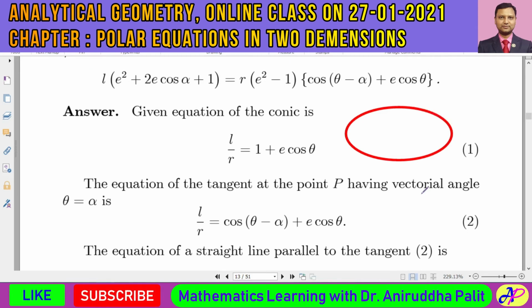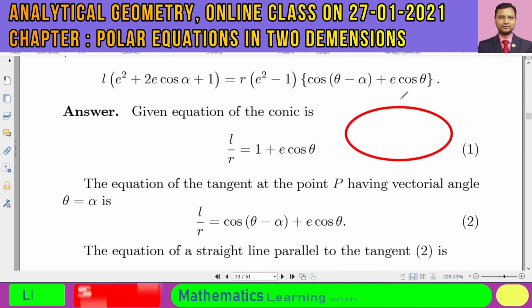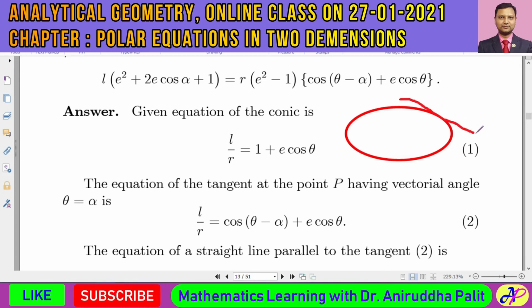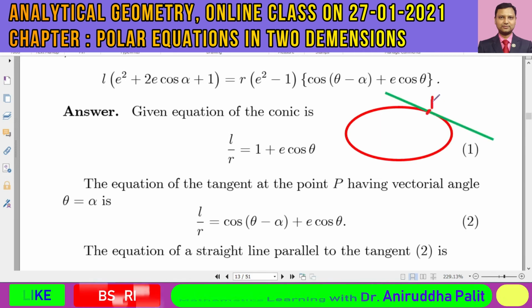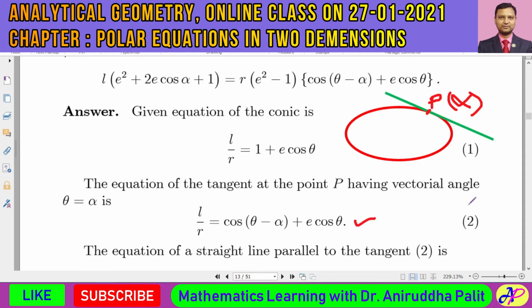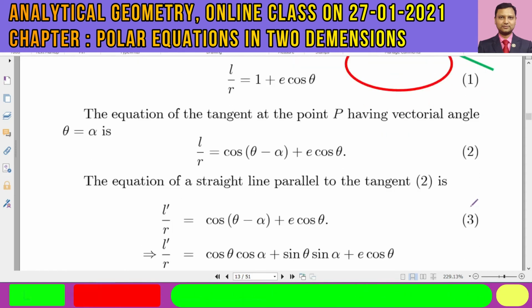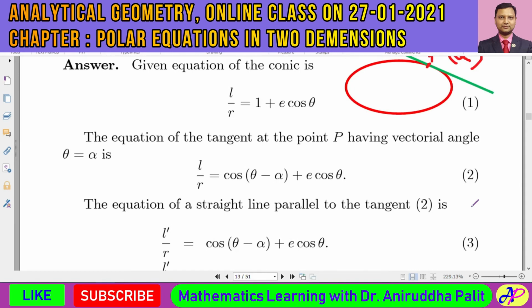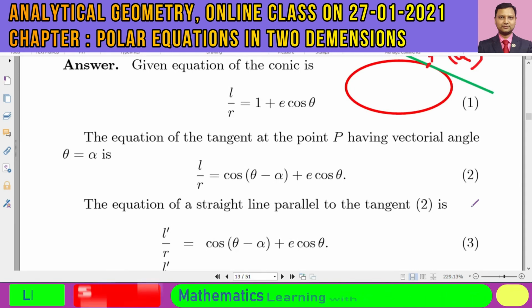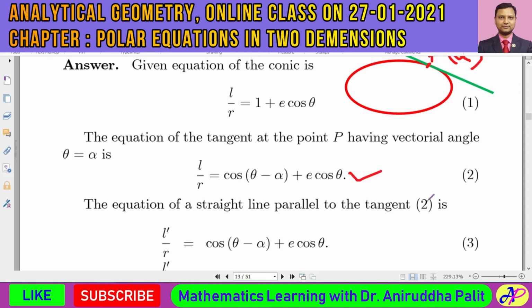And over here, this might be... sorry, I accidentally deleted this tangent line. This is the tangent line, and this is the point P with vectorial angle alpha, and this is the equation of the tangent line. Okay. Now we need to find the equation of another tangent line, which would be parallel to this tangent line given by equation number 2.